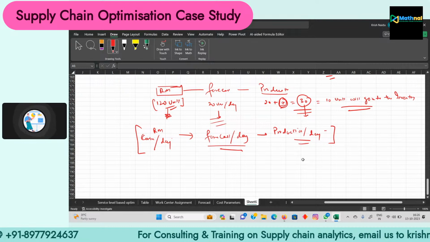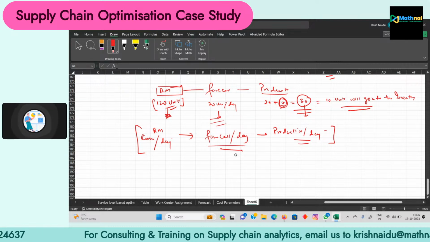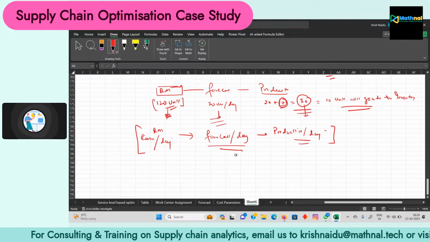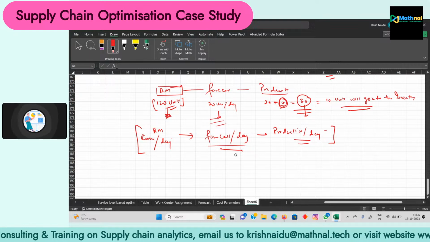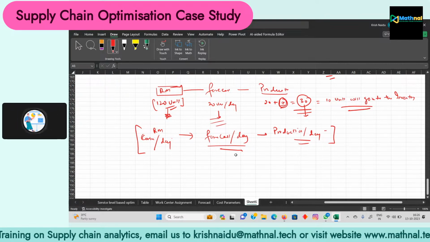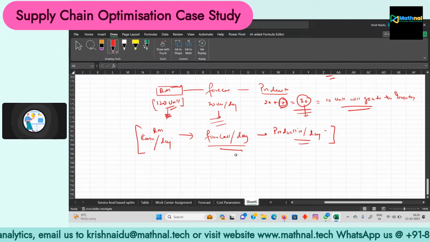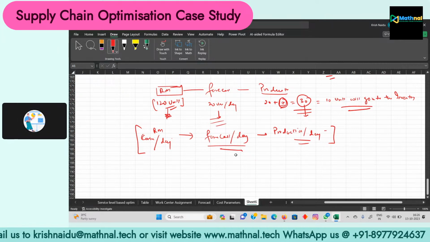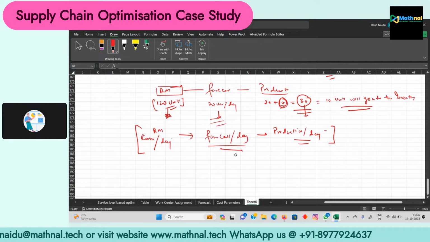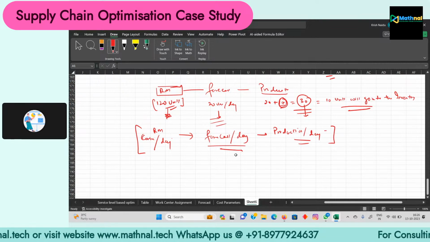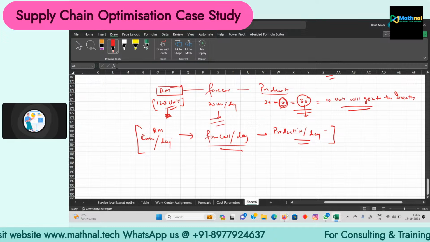Okay, so now let's move to the next case. We have understood our raw material consumption per day, forecast per day, and we also understood our production per day. Okay, so now let's go and look at the new case.